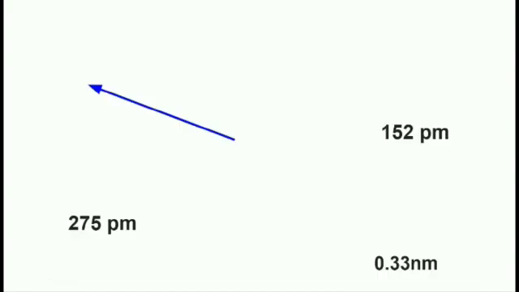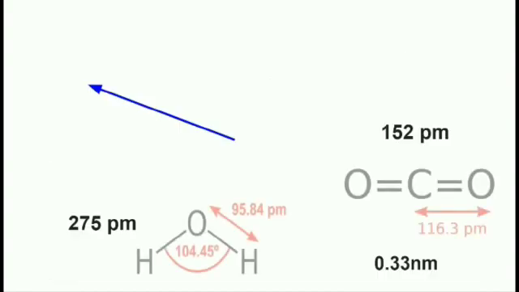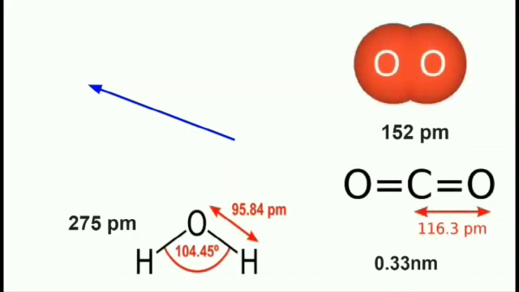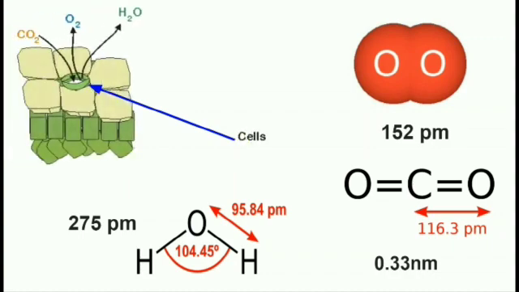The molecules like carbon dioxide, water and oxygen, which are smaller in size, say 0.33 nanometer, 275 picometer and 152 picometer respectively, can diffuse through the openings of cells which are greater in size.